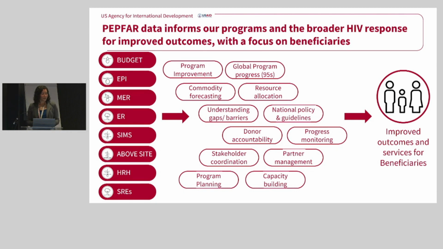As we all know, we have a lot of sources of data in PEPFAR and it continues to grow, it seems, some years, from program and EPI data to resource-focused data with expenditure reporting, budget, and HRH, as well as program quality monitoring through SIMS. In various combinations, each of these data sources inform various aspects of program planning, improvement, and decision-making, with the big ultimate end goal of improving outcomes and services for our program beneficiaries. Data is used to understand gaps and barriers in who we're reaching and how we can adjust our programs accordingly. Data is used to monitor our program progress, both at the global level and at OU, agency, and partner level, informing program planning, improvement, and resource allocation.